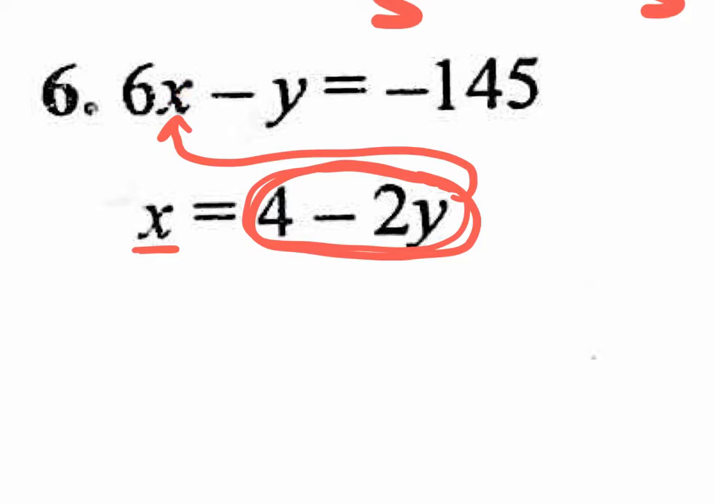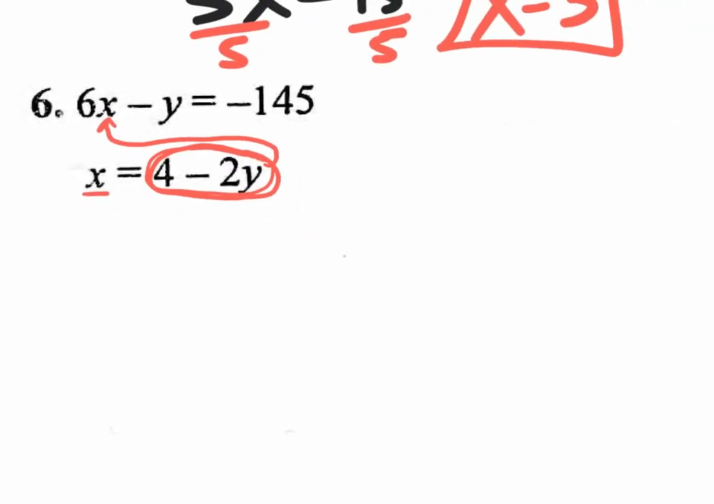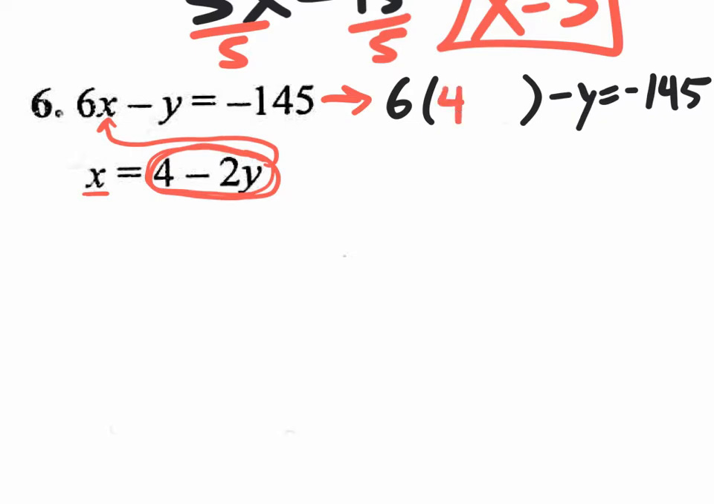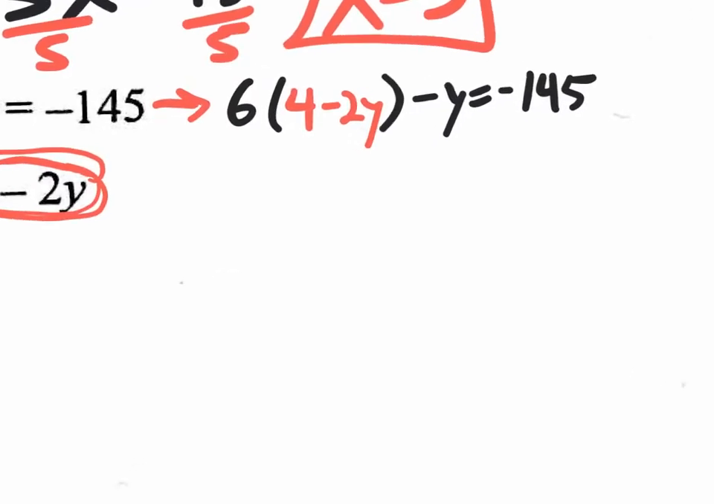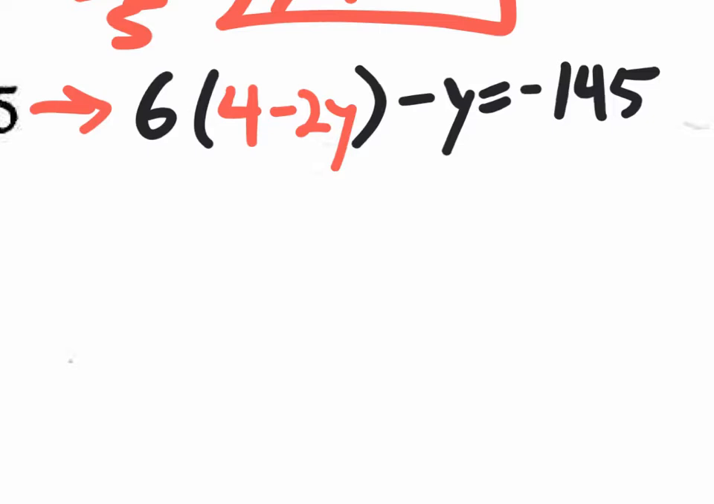So what I'm going to do now is first make some more space here. I'm going to rewrite my equation this way. And instead of 6 times x, I'm going to write 6 times parentheses, and then minus y equals negative 145. And inside those parentheses, I'm going to plug in the x value of 4 minus 2y. So now we could focus in on that new equation that only has y's, no more x's, and we could distribute, combine like terms, and then solve.